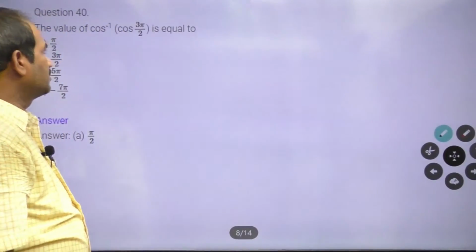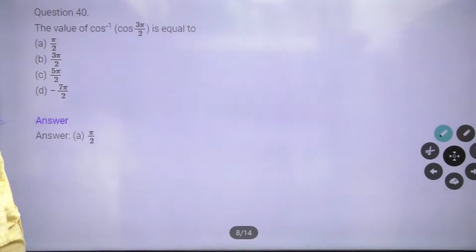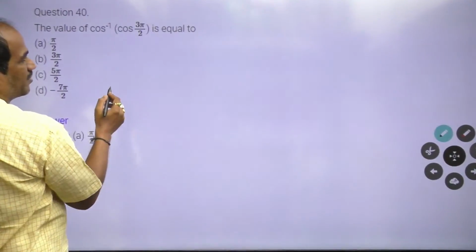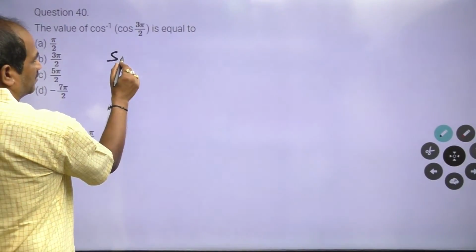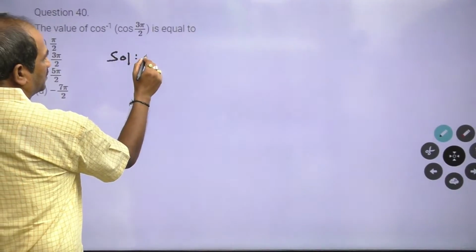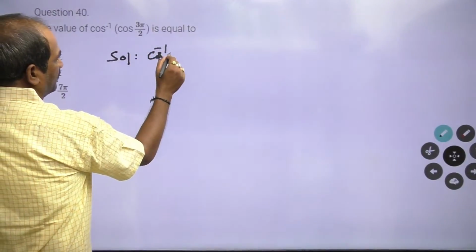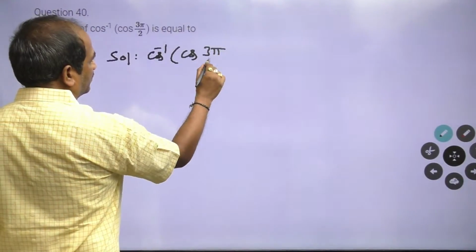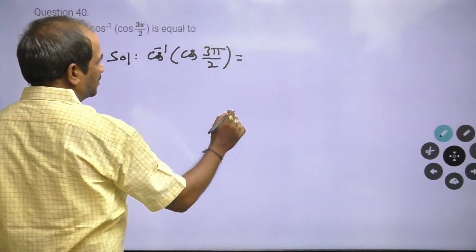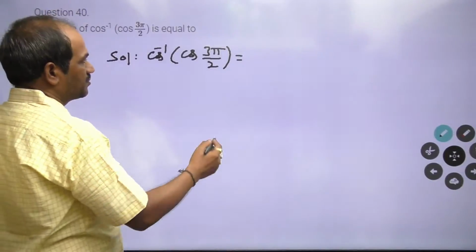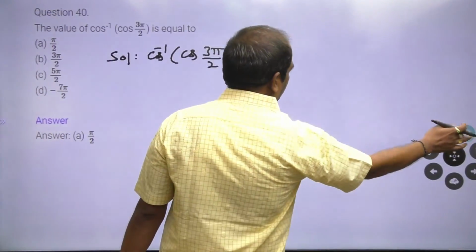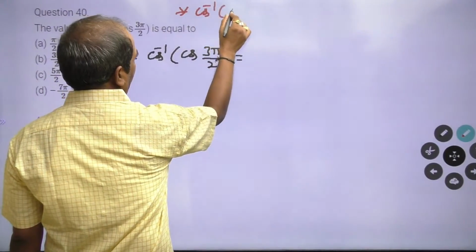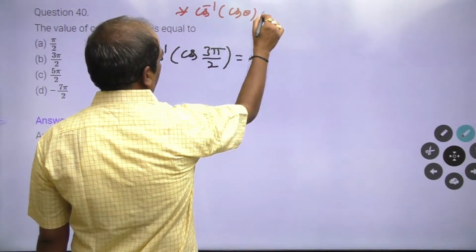Right, next problem. The value of cos inverse of cos of 3 pi by 2. In the solution, cos inverse of cos theta is theta.